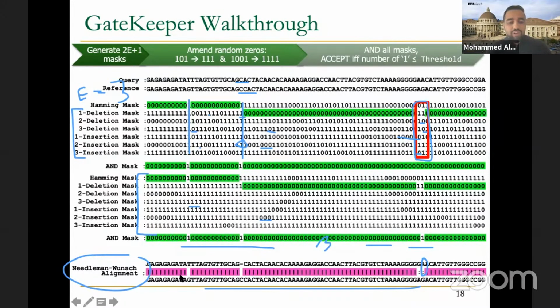But if you look at the final solution by sequence alignment, 1, 2, 3, 4 operations. 4 operations exceeds the 3, so these two sequences we said are dissimilar. So it will be accepted by our filter, but rejected by the sequence alignment. That's why we call it a false accept or false positive. And this is why we still need the sequence aligner to be there.